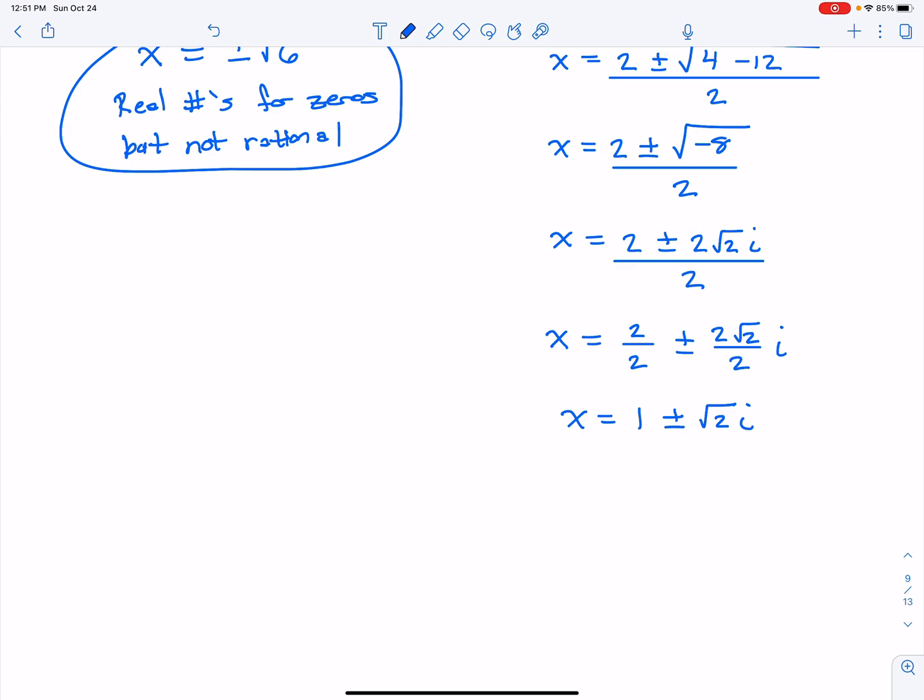Obviously, these are not real number zeros because we have an imaginary number. And if they're not real numbers, that means they're also not rational.